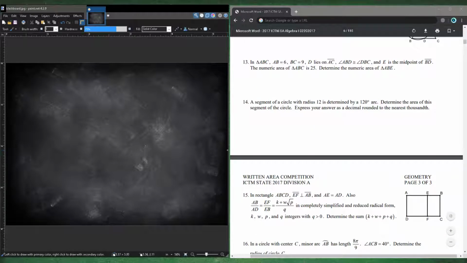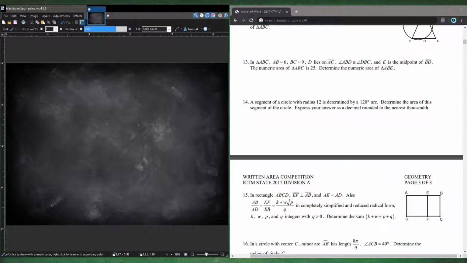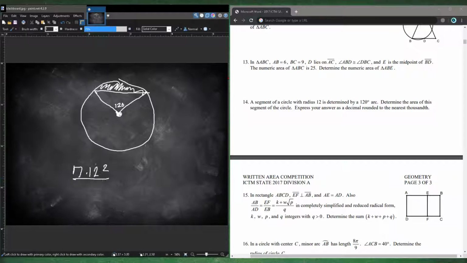Number 14, a segment of a circle with radius 12 is determined by a 120-degree arc. Determine the area of the segment of the circle. So this is just a really badly worded question. So that's our center, and we have this section, which is 120. What they're trying to ask is the area of this section. So to get the area of this section, all you have to do is pi radius squared. So pi, our radius is 12 squared, right? And then 120 over 360, right? It's just that section of the circle, which is divided by 3. So that's the area of that sector of the circle.